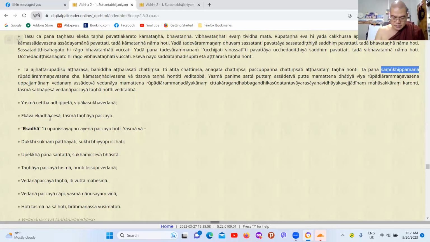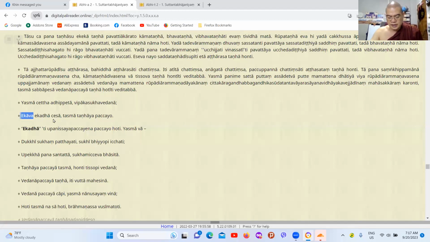So you have to make a line there, you know. So Sankhipa mana, ekadawa isa, ekawa isa. This only vedana here, vipaka sukha vedana, only a single vipaka sukha vedana, ekadhava, by only one way.